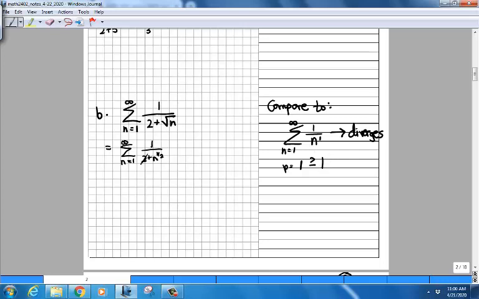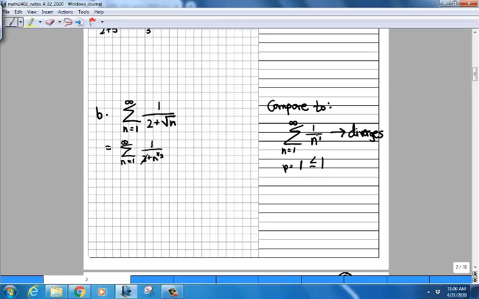Sorry, I said this wrong. I had it written right the first time. When the power is less than or equal to 1, that means the series diverges. So since 1 is less than or equal to 1, we know that this series diverges. If the power is bigger than 1, then the series converges.